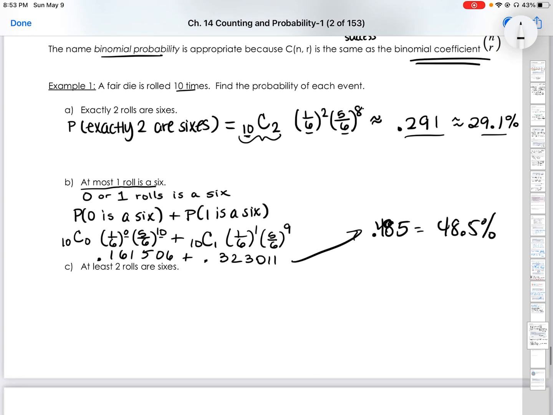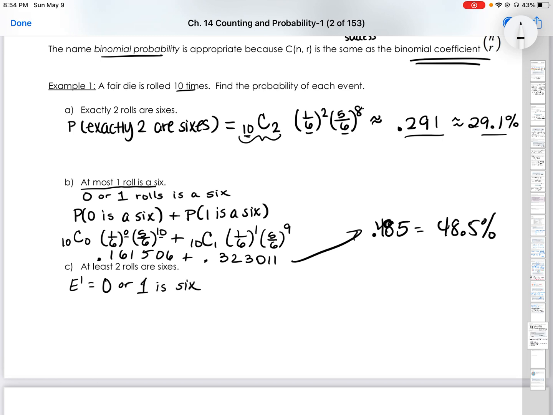Okay. How about that at least 2 rolls are 6s? So at least 2 really means that we're saying 2 or 3 or 4 or 5 or 6 or 7 or 8 or 9 or 10. And that's kind of a lot here. So it's probably going to be easier to think about the complement. This is saying 2 or more, so we would want 0 or 1 is 6. That would be the complement here.